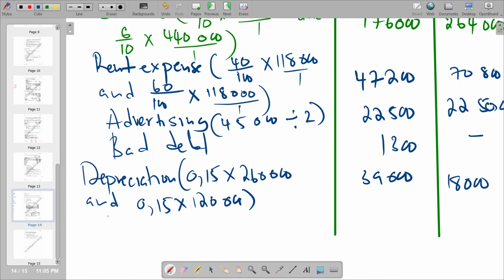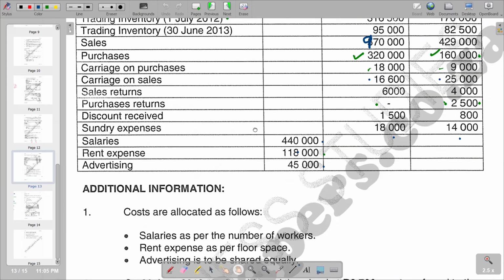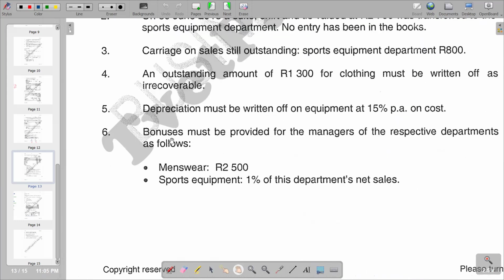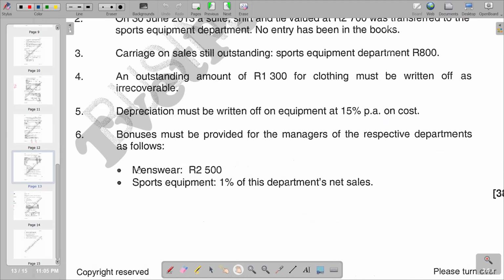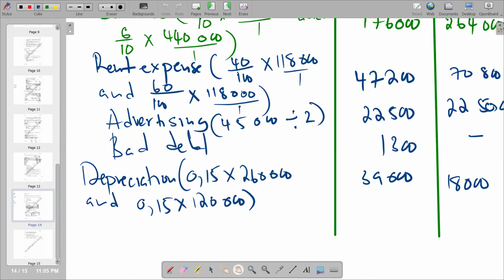And if you continue with our additional information, you see that we've got another additional expense that you're given at the end. Bonuses must be provided for the managers of the respective departments. As follows, menswear, we've got 2,500. So we have a bonus here, whereby menswear we've already been told is 2,500. So we come here, we indicate as such 2,500.